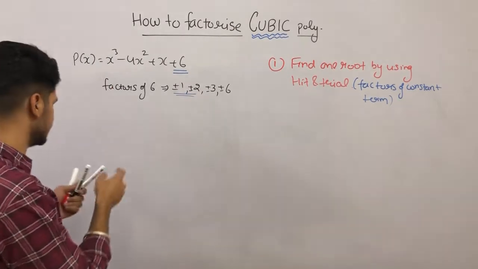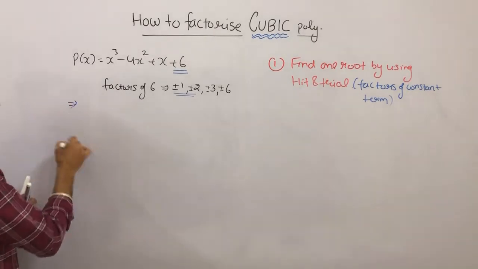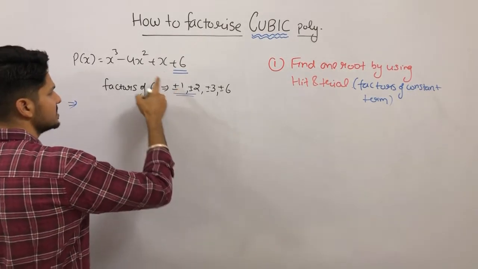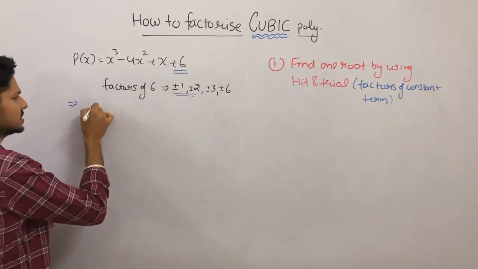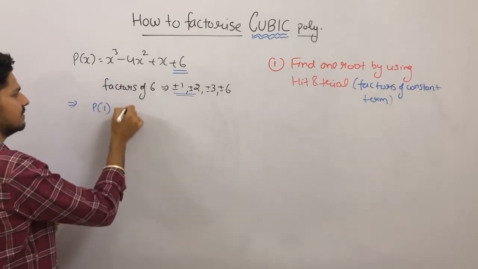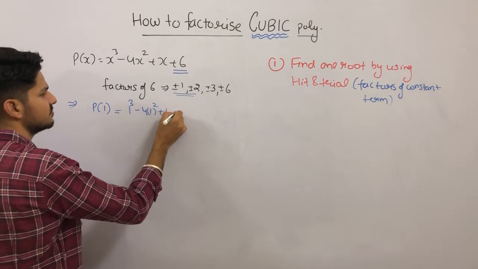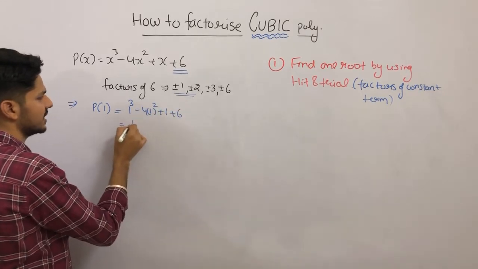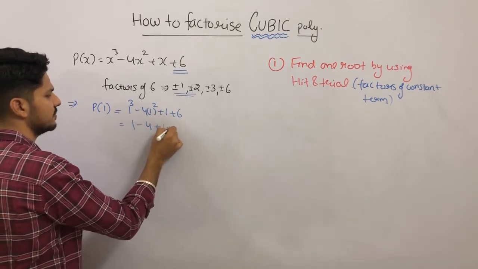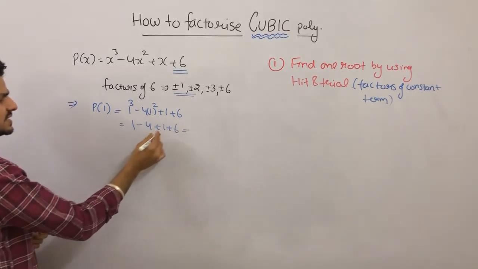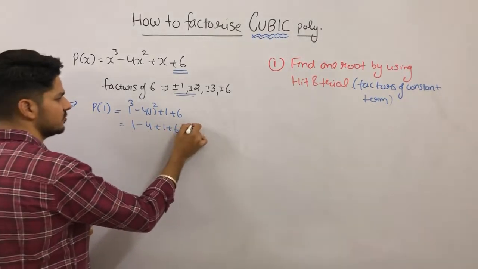Let us try here. See, I want to see that 1 is root or not. Then what I will use? I will put 1 in my given equation, 1 cube minus 4 into 1 square plus 1 plus 6. So what it will come out as 1 minus 4 plus 1 plus 6. So 6 plus 1 is 7, 7 plus 1 is 8, 8 minus 4 is 4.